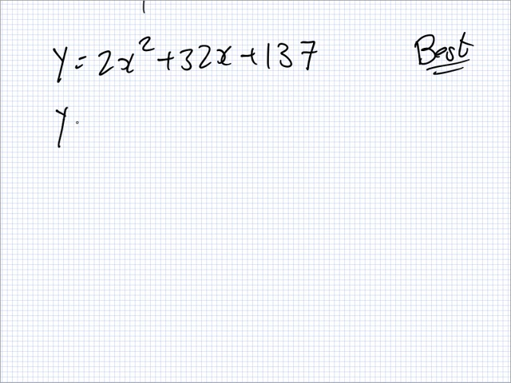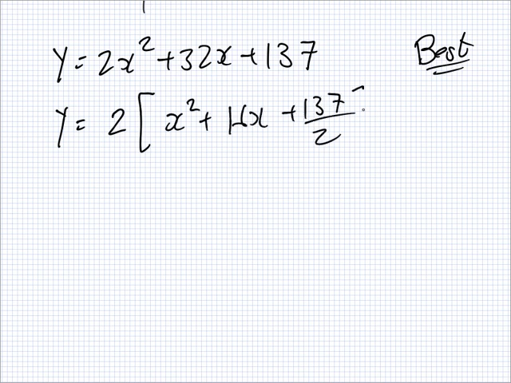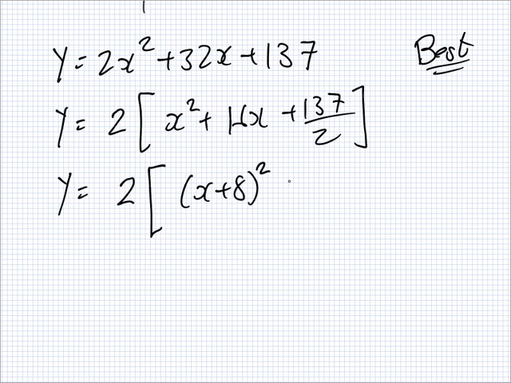I should take out 2 first. So I have x squared plus 16x plus 137 over 2. So I have y equals 2 times x plus 8 squared. Now don't tell me. 137 over 2 minus 64 minus 120. Is it 9 over 2? Now you can tell me.